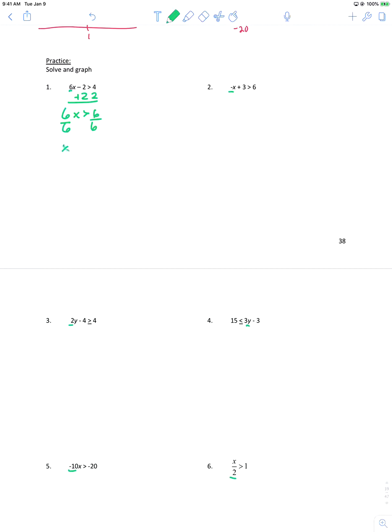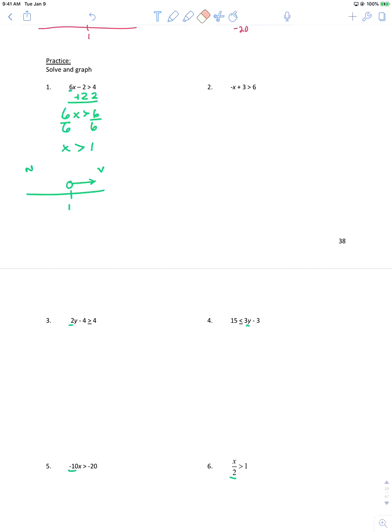This number that you get here is our key number on our number line when we graph it. We need to put an open circle because there's no little line. In the alligator, I do N for number, V for variable, in alphabetical order. And the alligator is eating the variable, so I'm going to draw my arrow to the right.